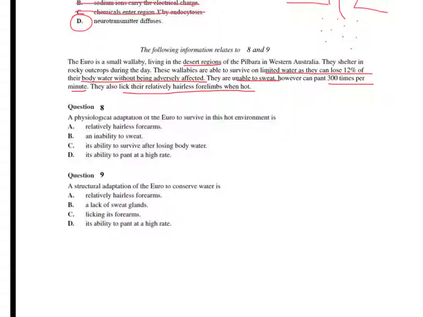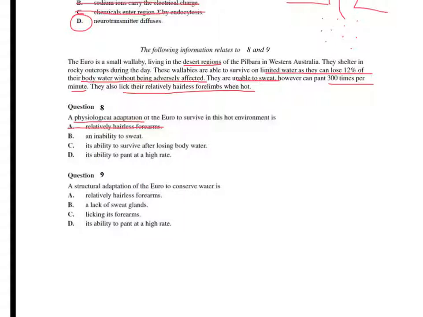So question 8, we start with a physiological adaptation. So remember, physiological is something that the body can do. Okay, so relatively hairless forearms, that is not a physiological adaptation. That would be a structural adaptation if it was asking us that, because it means that we do not trap a layer of air, so it reduces the insulation. Okay, so it's not that one.